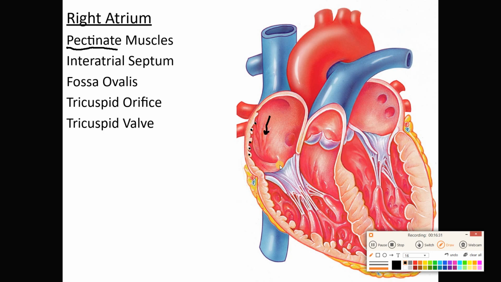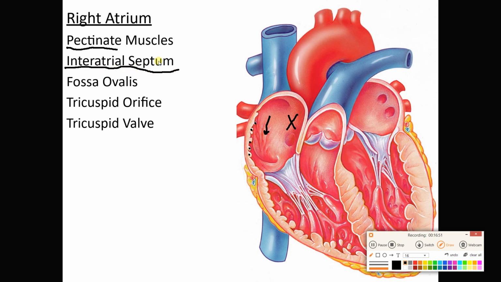Now, there is actually a wall right here. There is a wall between the right atrium and the left atrium because we have two different kinds of blood and we cannot have them mixing. That wall where I put an X is called my interatrial septum.